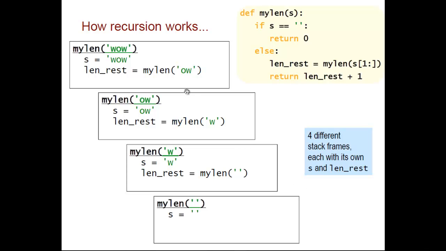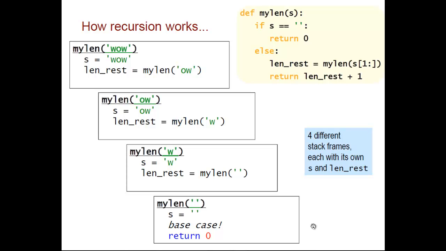So at this point we have 4 different stack frames, each of which has its own variable s. And it also has a variable len_rest, although we're not going to need that variable in this last call, because this last call, when we start the function over, we see that we do have the base case, and so therefore we just need to return 0. So that brings the recursion to a stop.